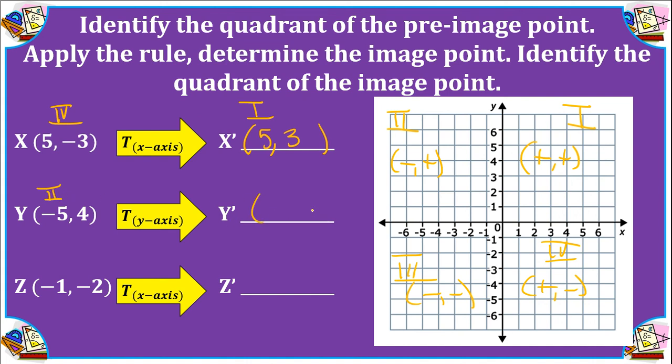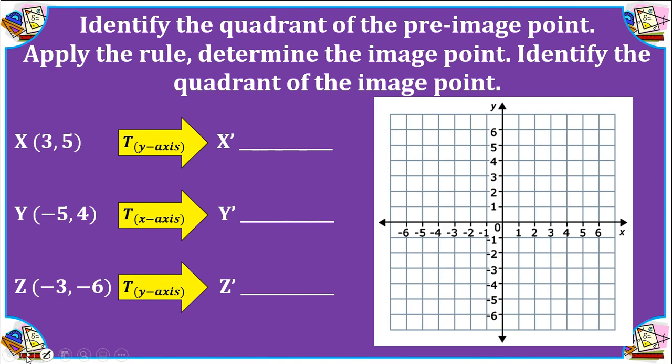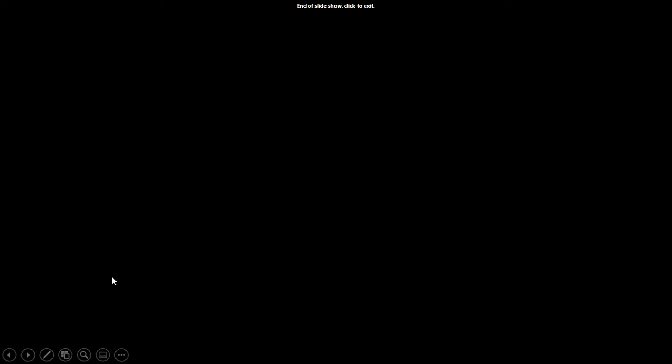It reflects across the y-axis, so that coordinate stays the same, and our negative 5 changes to a positive 5, putting us in quadrant 1. So we went from quadrant 2 to quadrant 1 across the y-axis. Z is in quadrant 3, where all the negatives are. We're reflecting across the x-axis, so we're going to flip up to quadrant 2. So our x coordinates stay the same, and our y's change to the opposite. So we're in quadrant 2. Okay, so I think that's good with those, and I hope this helps.